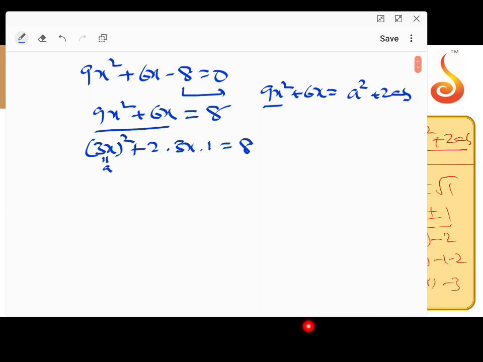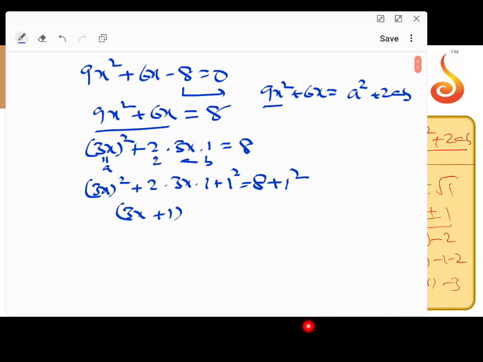Now we got a square plus 2ab. As I told, we want the b square. What is b here? 1. Add 1 square on both sides. This gives a square plus 2ab plus b square, nothing but a plus b whole square. A is 3x, b is 1, so 3x plus 1 whole square equal to 8 plus 1, that is 9. Now take the square root on both sides. That gives on the right side plus or minus root 9. Therefore 3x plus 1 equal to plus or minus 3.